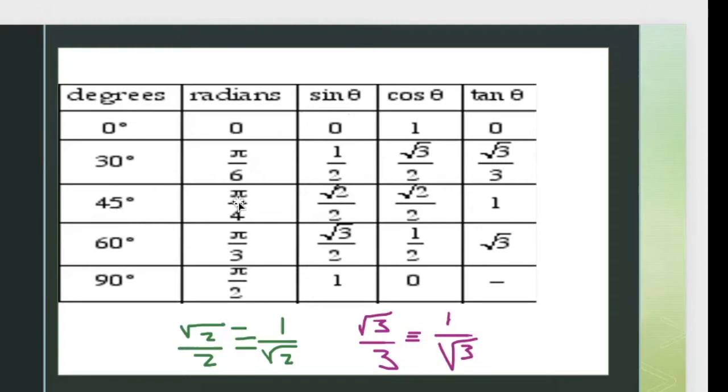Sin 45, which is pi over 4, is root 2 over 2. Cos 45, which is the same as cos pi over 4, is root 2 over 2, but root 2 over 2 is the same thing as 1 over root 2. And tan 45, or tan pi over 4, is the same thing as 1. Sin 60, or pi over 3, is root 3 over 2. And cos 60, or pi over 3, is the same thing as a half. And tan 60, which is tan pi over 3, is root 3.